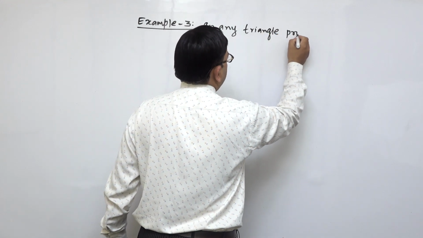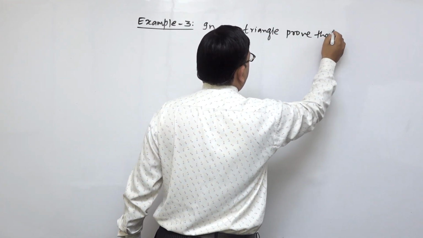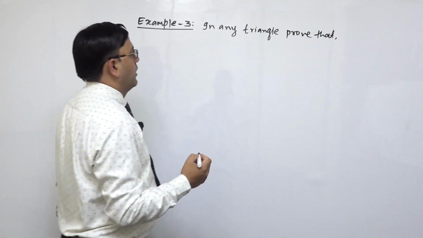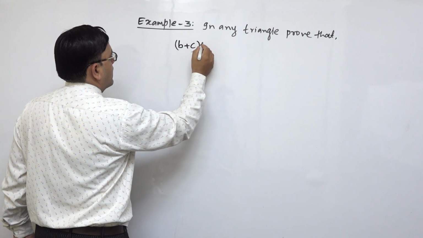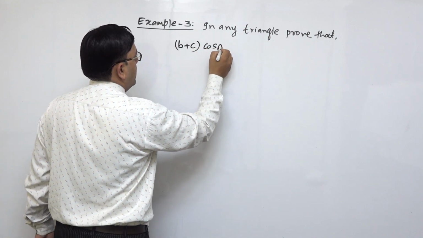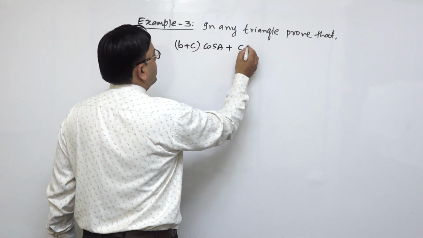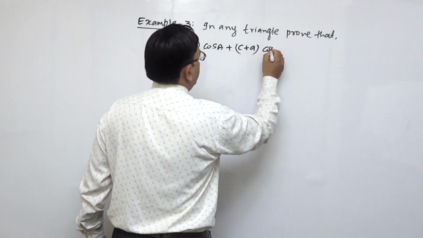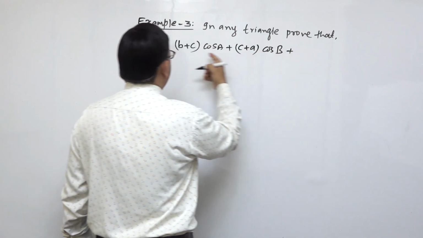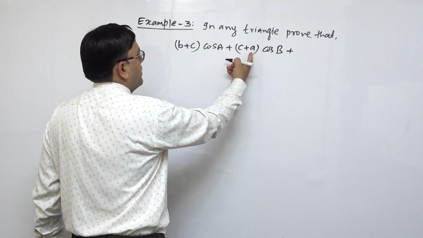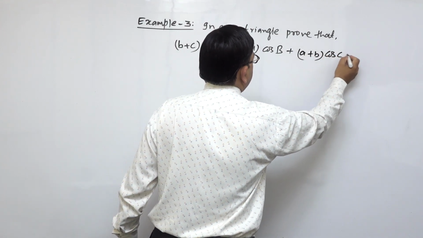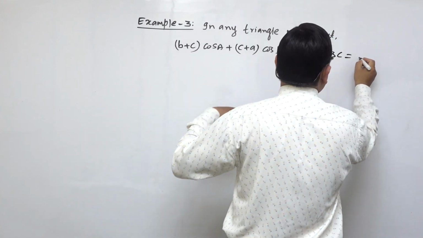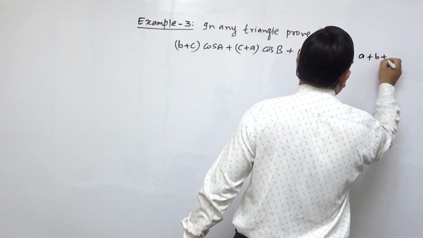prove that (b + c) cos A + (c + a) cos B + (a + b) cos C is equal to, we can write the RHS, a + b + c.